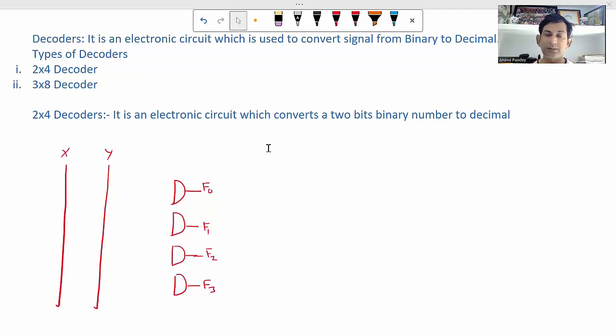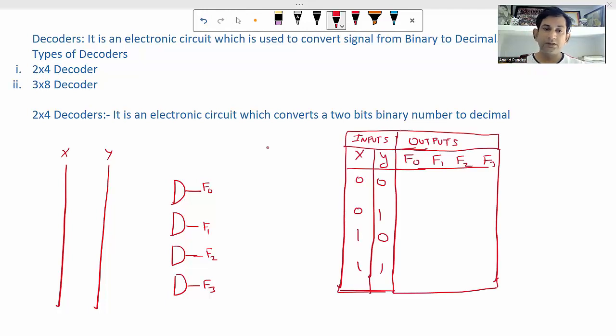So before that, we have to draw the truth table. Okay. By drawing the truth table, it is easy to join the input and output lines. So X and Y are the inputs and F0, F1, F2, F3 are the outputs. Okay. So now listen, first I will fill this truth table, then I will tell you how to join the input and output lines. It will be easier for you.